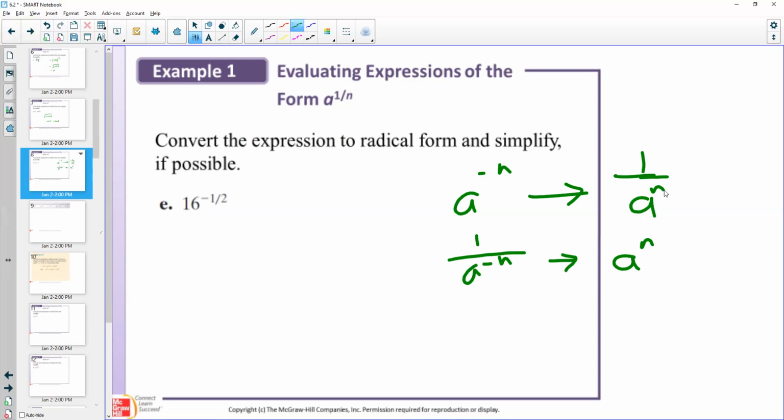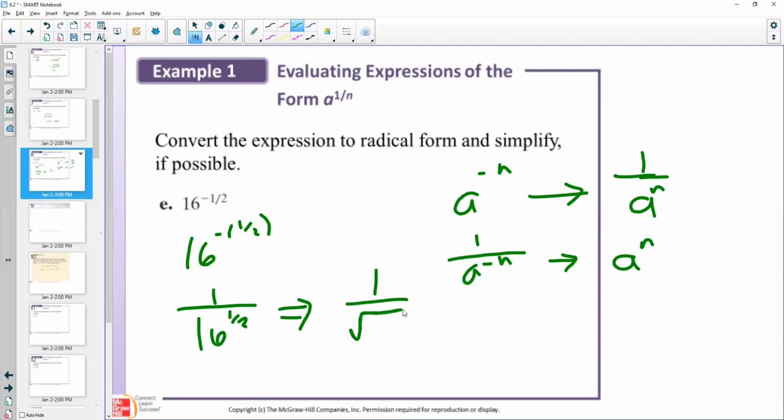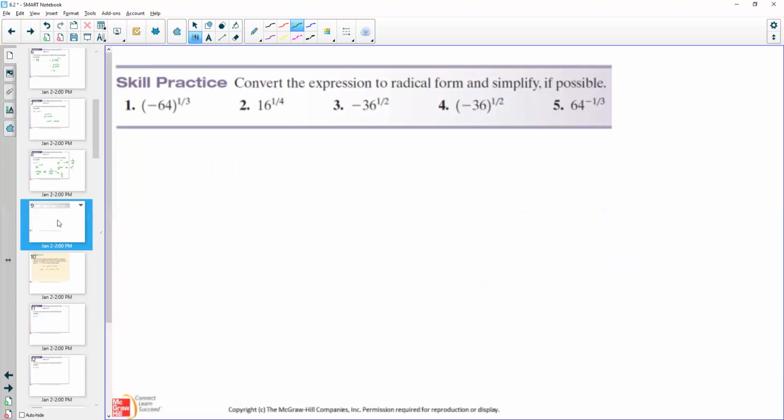Okay, so let's think about this one in two pieces. This is really 16 to the -1/2. So I'm going to deal with the negative first. I'm going to make that 1 over 16 to the 1/2. And then from here, the 1/2 power is the same thing as a square root. So I'm going to make that 1 over the square root of 16. The square root of 16 is 4, so that just makes this 1/4. All right, you try these. If you get stuck, drop them into the discussion. These are all things we just did.